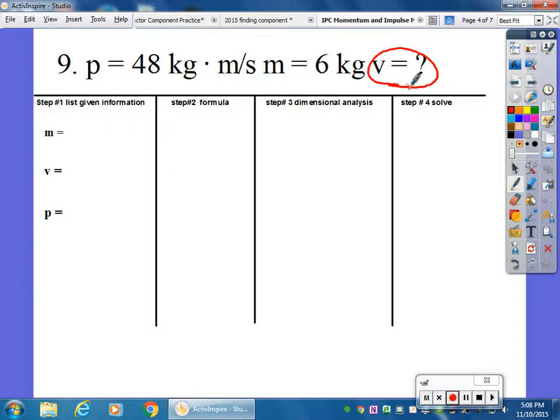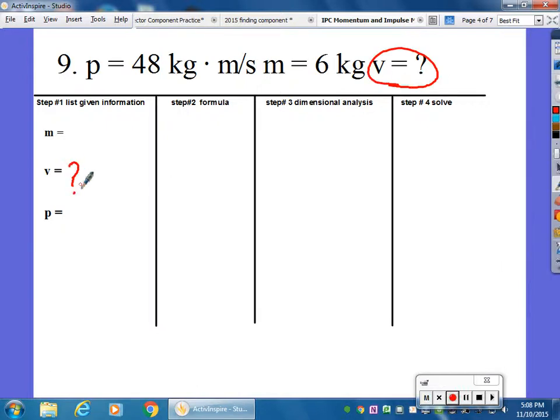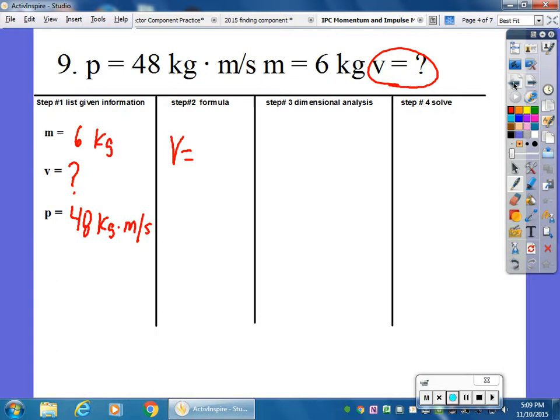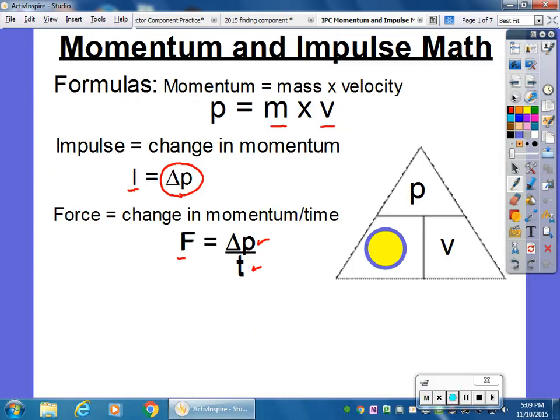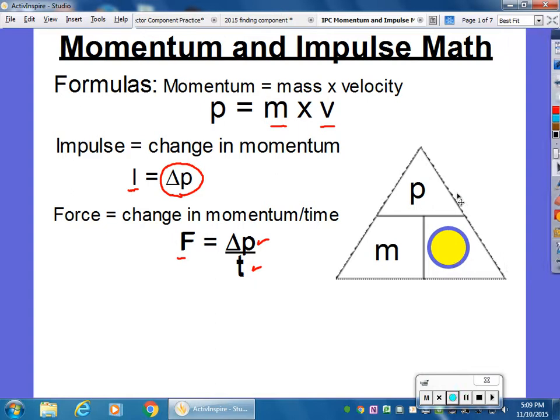And then the next one, number 9, so you're responsible for 7 and 8, is asking you to solve for the velocity. So the question mark goes by velocity. It gives you a momentum of 48 kilograms times meters per second, and it gives you a mass of 6 kilograms. So our formula, we can go back to our magic circle if we need to. Move this. We're going to solve for velocity, so it's momentum divided by mass.